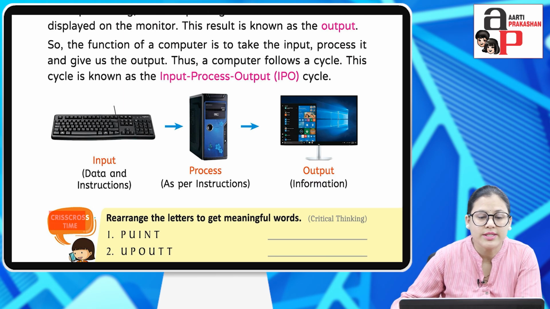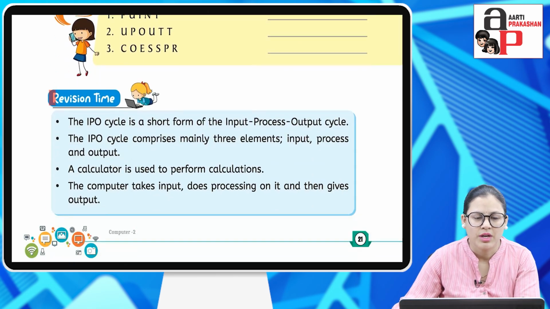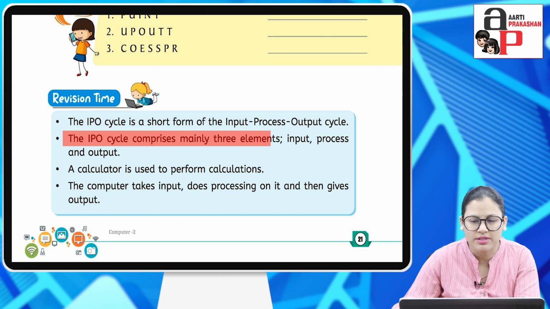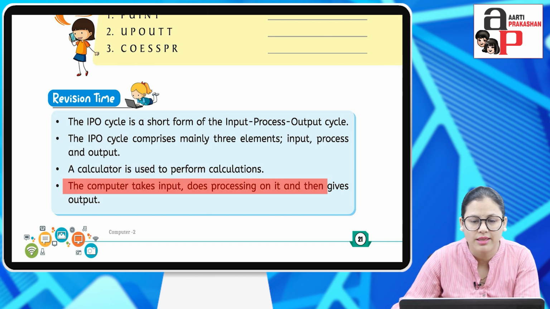Crisscross time: you have to rearrange these letters so that you get meaningful words. Revision time. The IPO cycle is a short form of the input process output cycle. The IPO cycle comprises mainly three elements: input, process, and output. A calculator is used to perform calculations. The computer takes input, does processing on it, and then gives output.